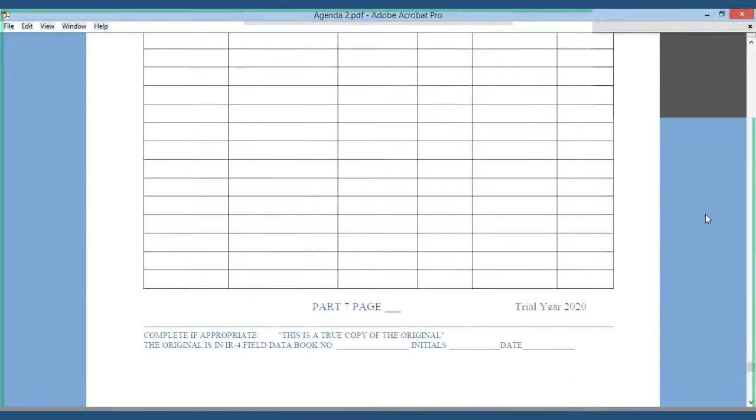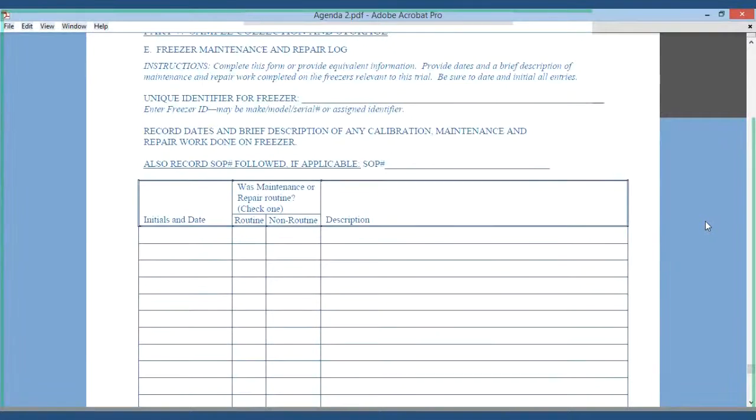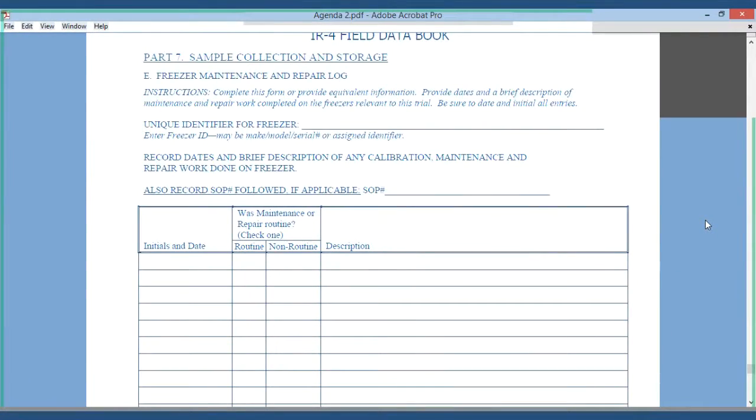Next page, please. If you had to repair your freezer, you should enter it here. Hopefully none of you have that problem.